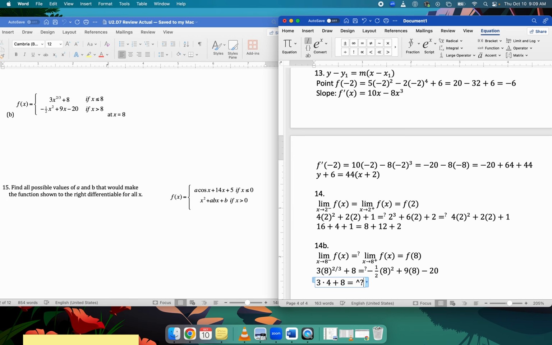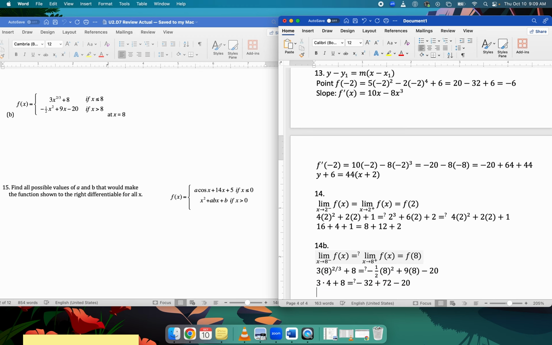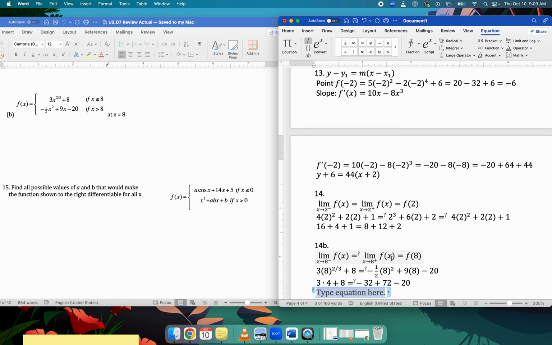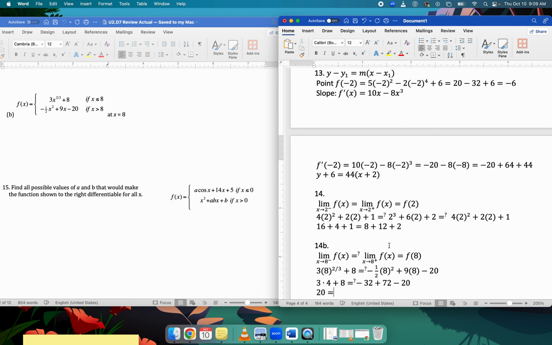Okay, is that equal to this guy here? That's negative 1/2 times 64, so that's negative 32. 9 times 8 is 72 minus 20. So that's 12 plus 8 is 20. And is the right-hand side also 20? Negative 32 plus 72, that's 40 minus 20 is also 20.